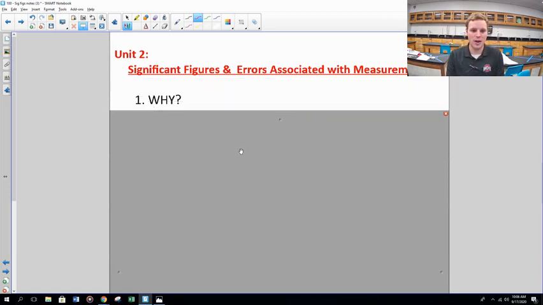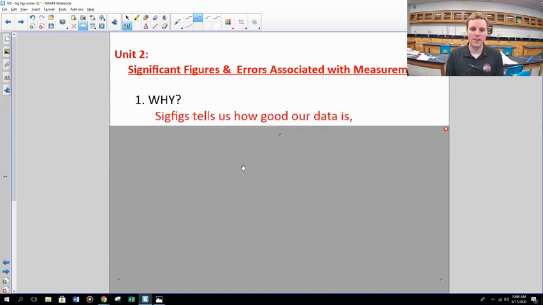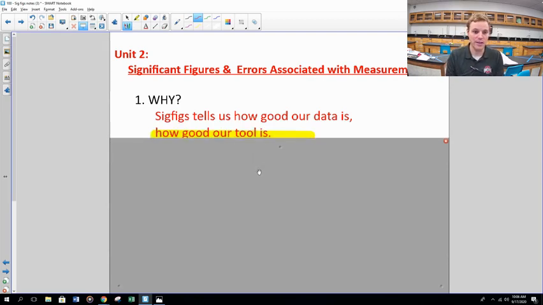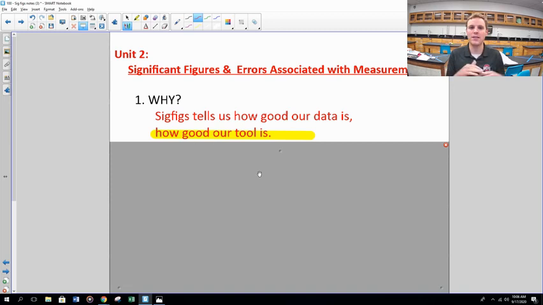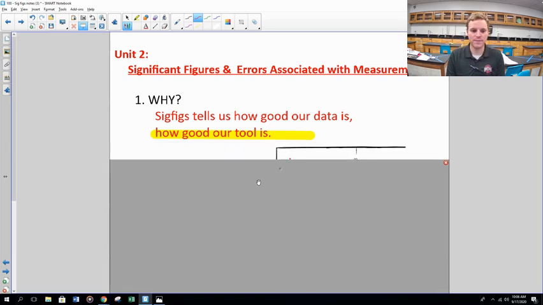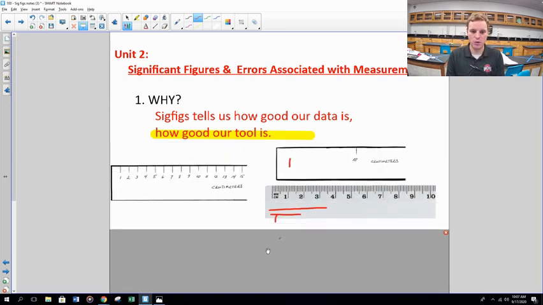Okay, so why is this happening? Why are SigFigs a thing? Well, SigFigs tell us how good our data is or how good our tool is. If you remember from a lecture earlier this week, I measured the same square or rectangle, I think it was, with 2 different rulers. And my measurement changed not because the square changed, not because my eyes changed or my ability to measure changed, but simply because the tool was improving. And so SigFigs keep that into consideration. So if you guys remember these rulers from earlier this week, I just mentioned.